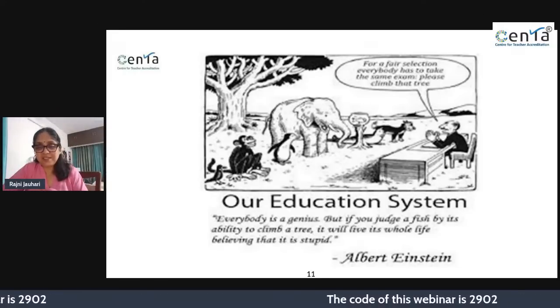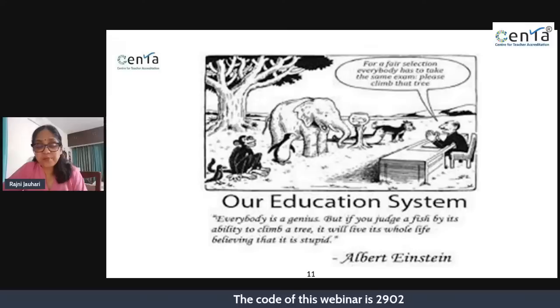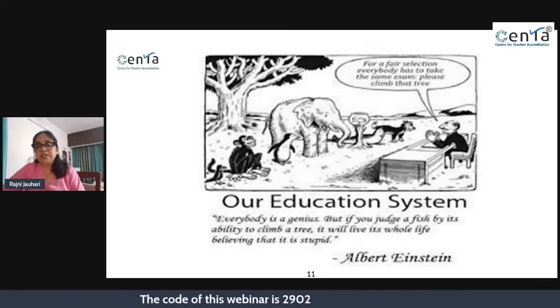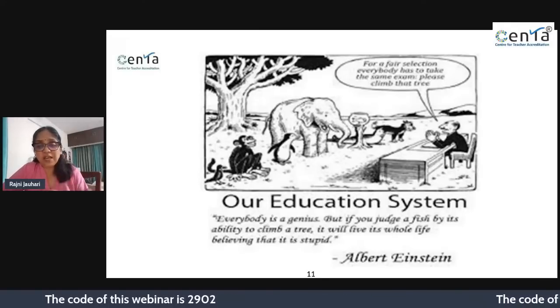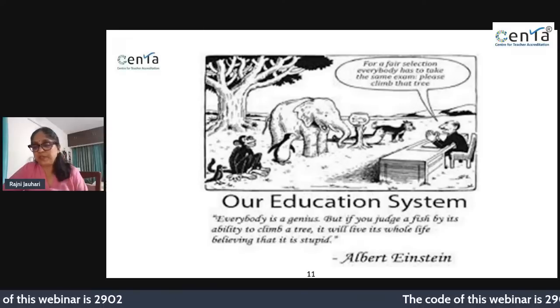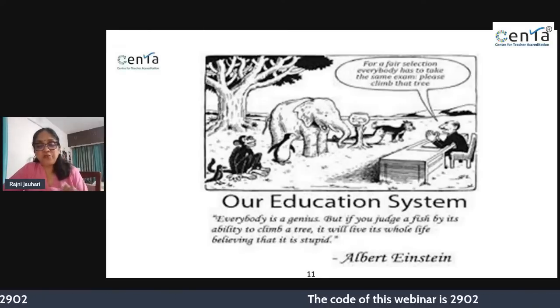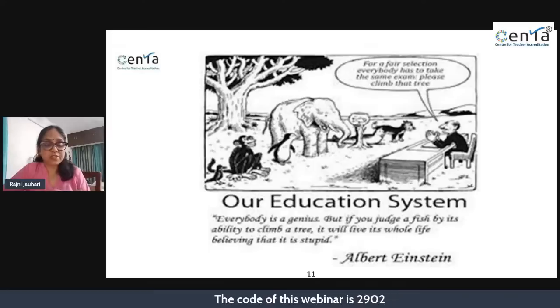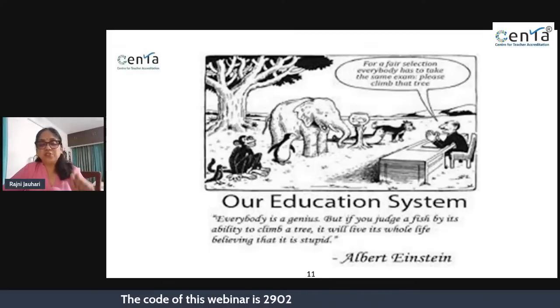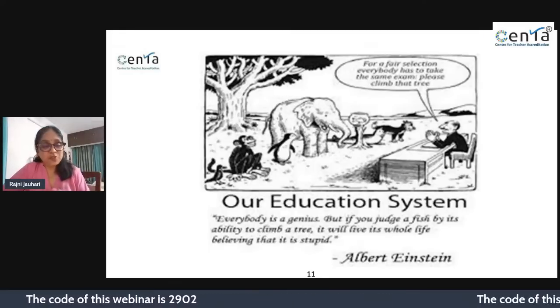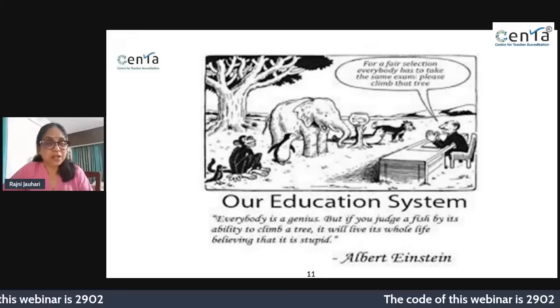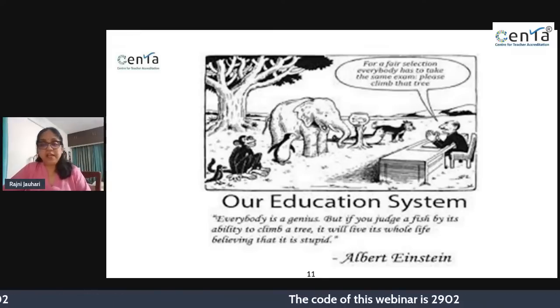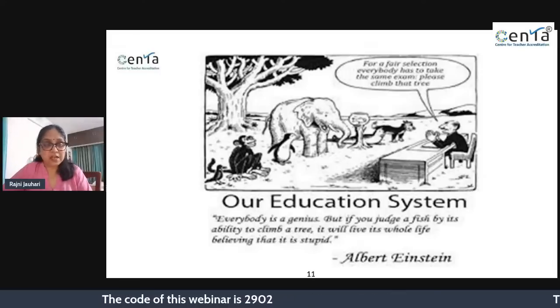Everybody is a genius. But if you judge a fish by its ability to climb a tree, it will live its whole life believing that it is stupid. And I'm sure we teachers, when we want to bring inclusion in our classroom, we want our children to feel confident. And I'm sure some of the strategies that I've shared today, I just hope that they were helpful and useful also. Try them out in the classroom.